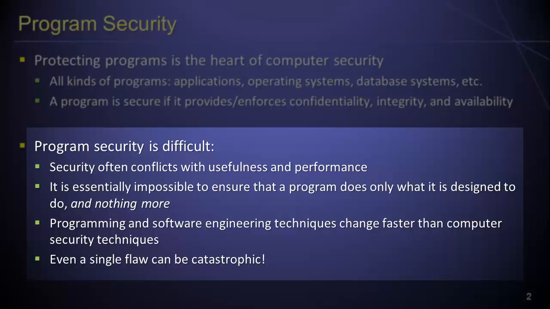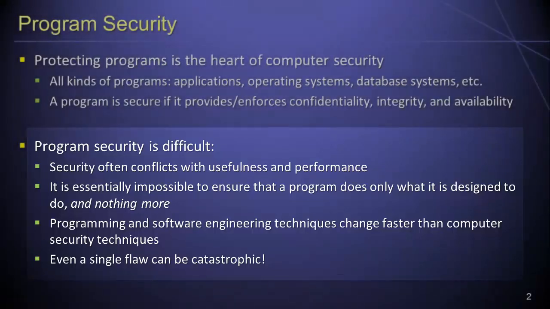Finally, software program security is difficult because even a single flaw can be catastrophic from a security perspective. A software program may implement 1,000 different functions, and 999 of those functions might be perfectly secure. The one function which contains a security flaw, however, might still make the user or the entire system susceptible to a disastrous security attack.